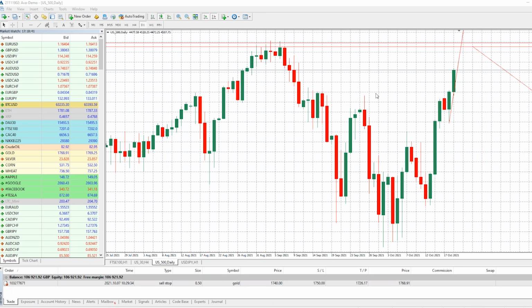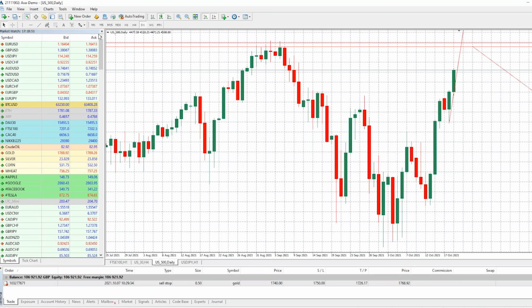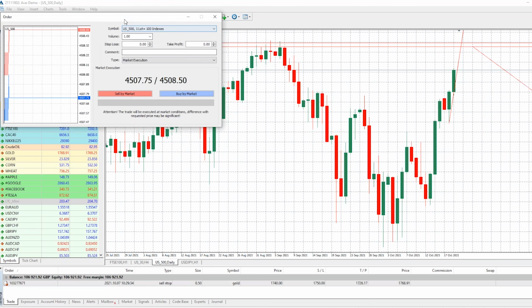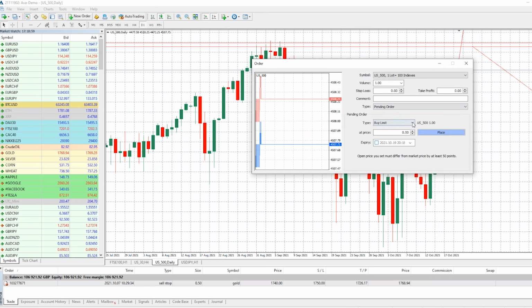So yeah, sell limit. So how do I prepare a sell limit? Very easy on the MT4 platform. All I have to do is open the order window. So I can click new order for the S&P 500, the US 500, switch from market execution to pending, switch the type of pending order to sell limit, which sells from a higher price.